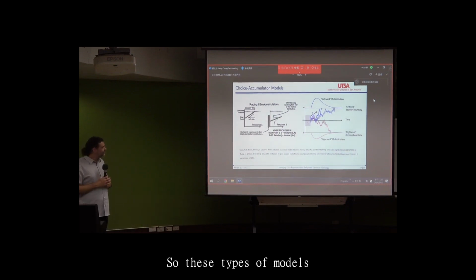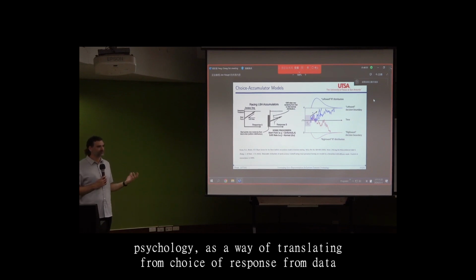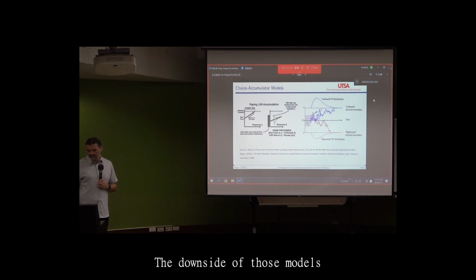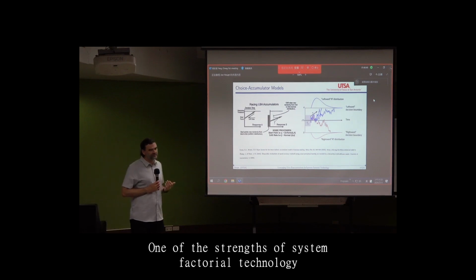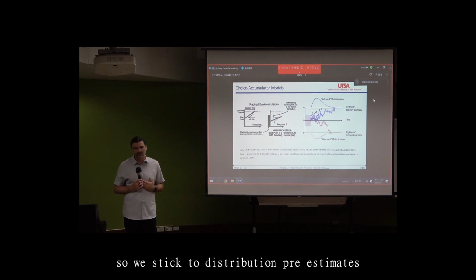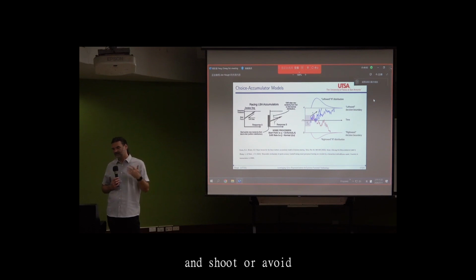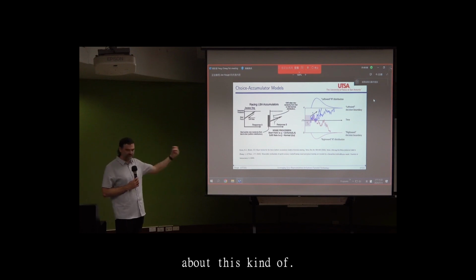So these types of models have been really impactful in cognitive science, particularly in mathematical psychology, as a way of translating from choice and response time data to more interpretable or theoretically meaningful parameters. The downside of those models is that they make fairly strong parametric assumptions. One of the strengths of systems factorial technology is that it avoids making strong parametric assumptions. So we stick to distribution-free estimates or non-parametric estimates, and avoid these kind of very particular structural assumptions about what's going on underneath the hood.